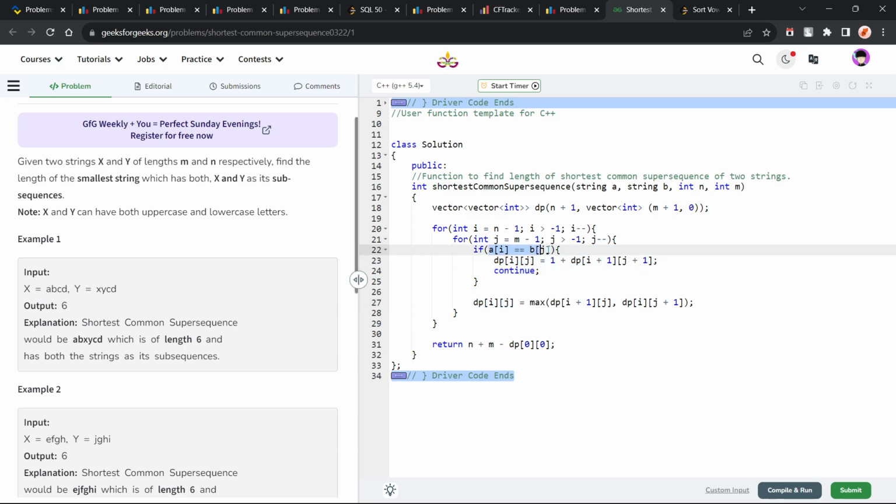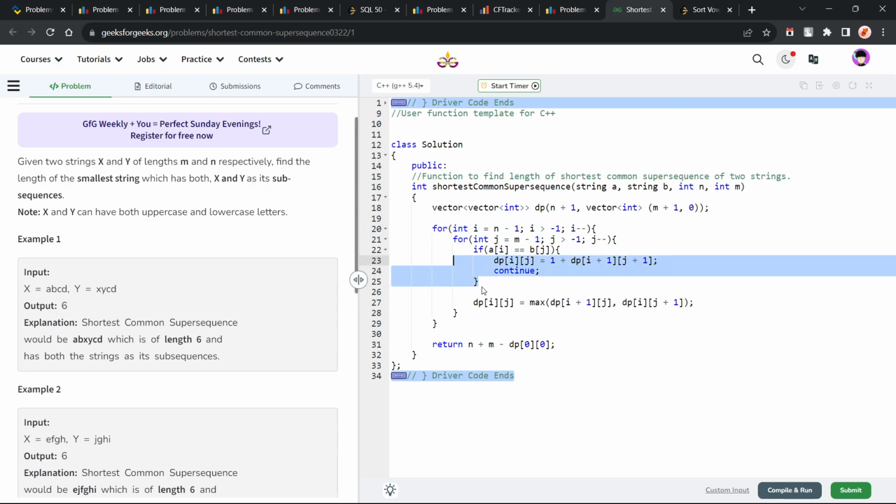If A of I is equal to B of J, then I'm going to set dp of ij as 1 plus dp of I plus 1 j plus 1. So I shifted both of the pointers to the right, right? So that is what I'm doing here. Now I'm currently not worrying about what is the value of this one particular thing. I am just assuming that everything is going to work out fine because of my for loops.